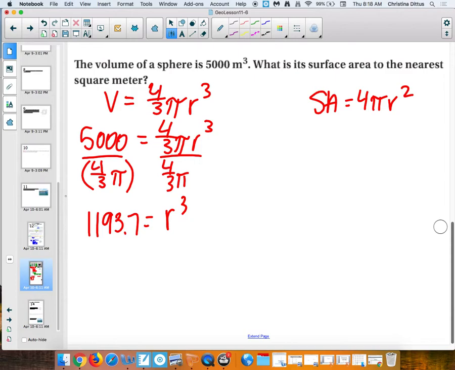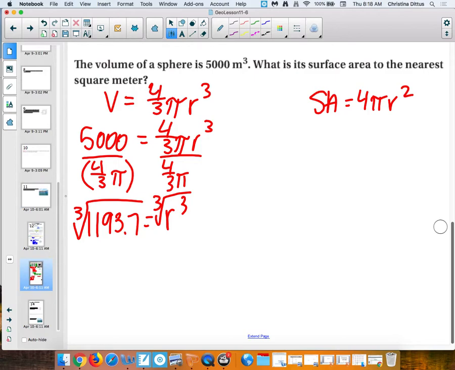Everybody get 1193.7? Okay, here's the tricky part. I don't think we've done this in our calculators yet this year. How do I get r by itself? Take the third root, or the cube root. On these pink ones, where you find the square root, it's the one above it. So you need to put in 3, second, x root of 1193.7.